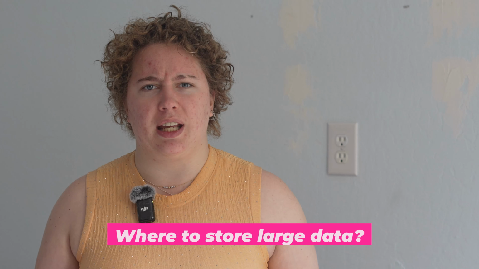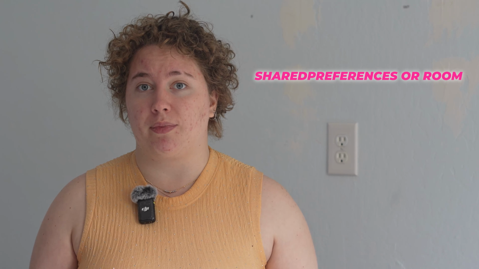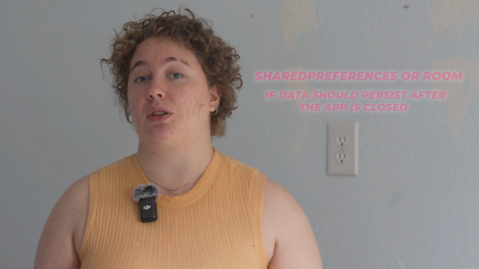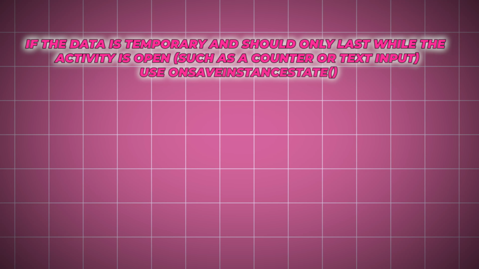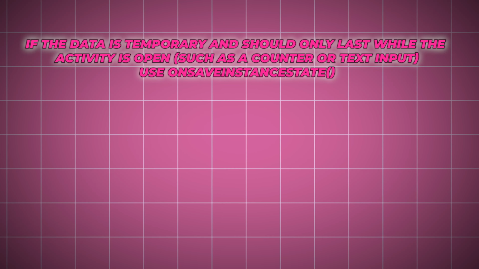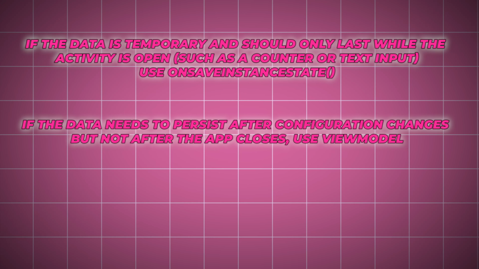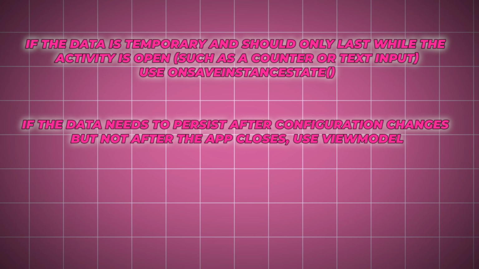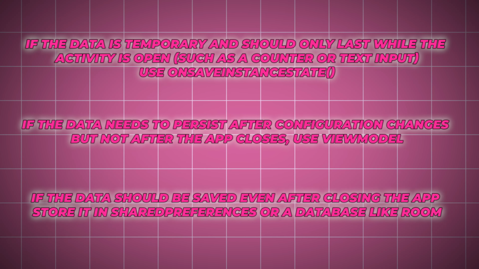Where to store large data? ViewModel keeps data even after screen rotation. SharedPreferences or Room if data should persist after the app is closed. Here are some best practices for saving and restoring state properly. If the data is temporary and should only last while the activity is open, such as a counter or text input, use onSaveInstanceState. If the data needs to persist after configuration changes, but not after the app closes, use ViewModel. If the data should be saved even after closing the app, store it in SharedPreferences or in a database like Room. Now you know how to properly save and restore data when the screen rotates.